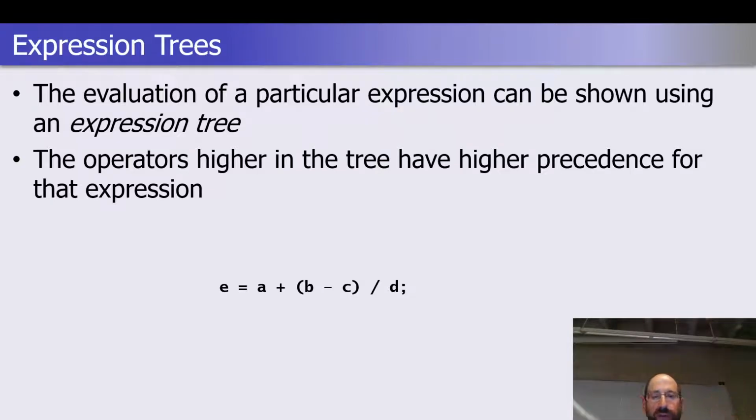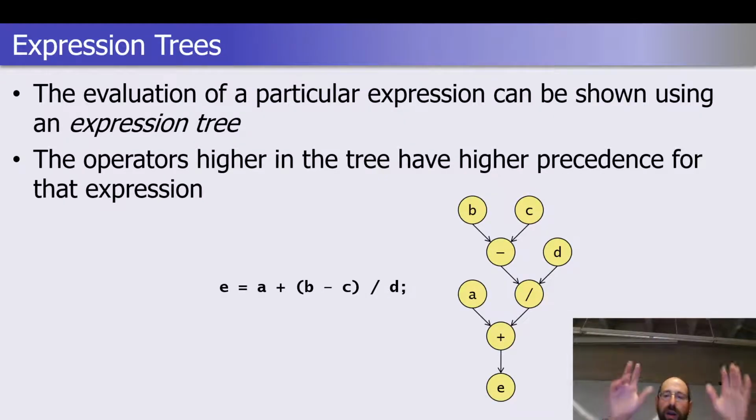And one such way to do that is to represent an expression using what's known as an expression tree, where the operators that are higher up, physically higher in the tree, actually have that higher precedence. In other environments, it's arguably more important to actually draw those things out. I think as C programmers in this Replit environment, if you're unsure of the precedence, you can draw it out.